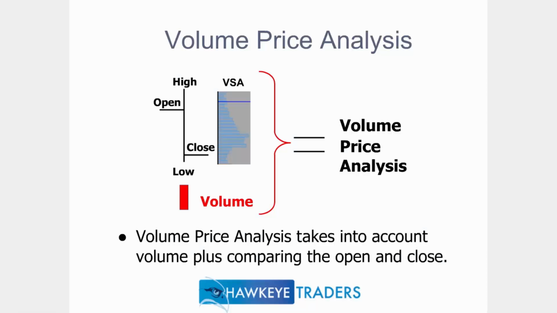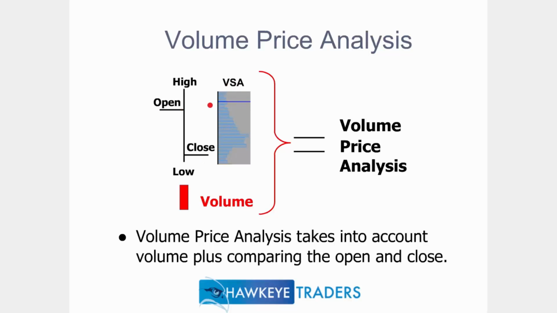In a nutshell, volume price analysis is volume spread analysis. It's the basic distribution of volume. Standard volume spread analysis, you can see this is the volume distribution, the amount of volume that occurs over the entire range of the bar. When you take into account the opening price and the closing price inside of that range, then it gives you a volume of information on top of this distribution.